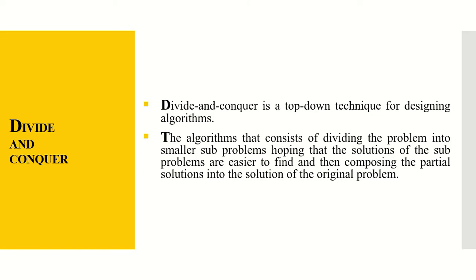Now, divide and conquer is a top-down technique for designing algorithms. The algorithm consists of dividing the problem into smaller subproblems, hoping that the solutions of the subproblems are easier to find than composing the partial solutions into the solution of the original problem. So here, it's a very simple implementation of dividing a main program into small subprograms or functions or procedures.